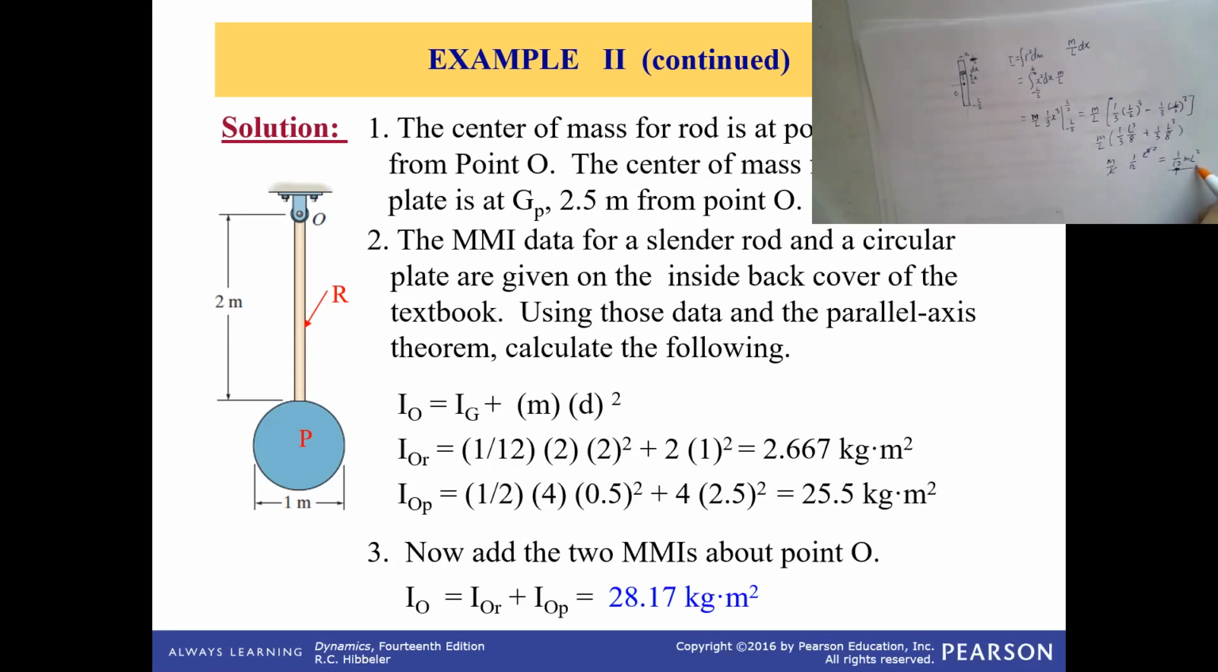So 2 is the mass of the rod, and d is the distance from the new axis of rotation to the axis of rotation through the center of gravity, okay? Which on the rod should be through this point. So then that's 2 times 1 squared. So this is the moment of inertia for the rod with respect to the new axis of rotation O.